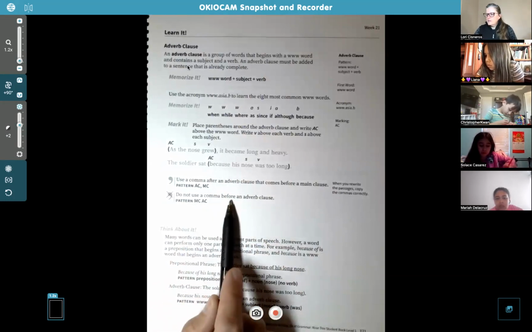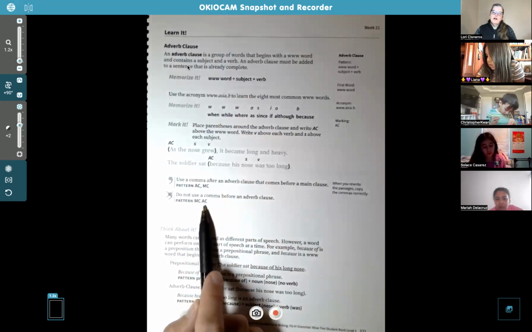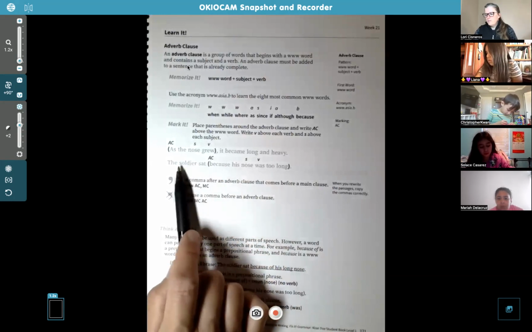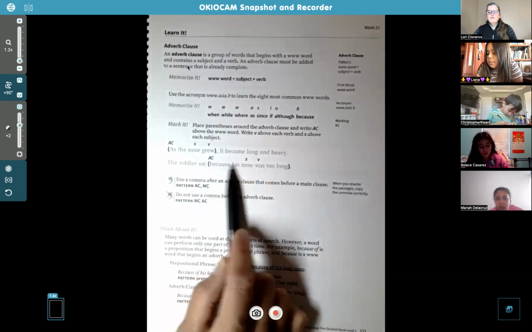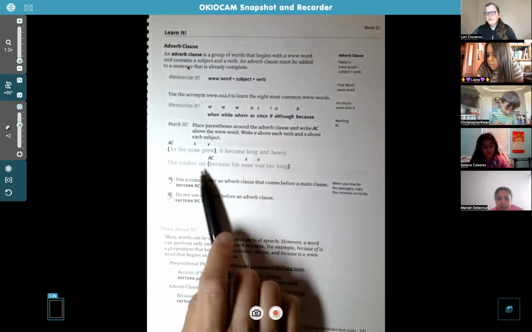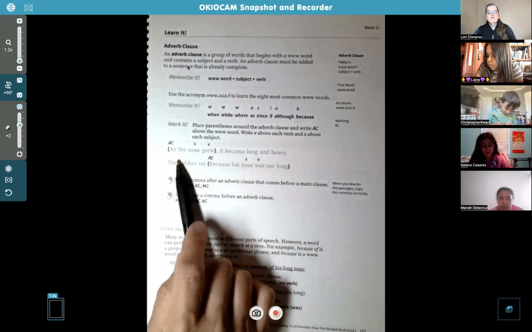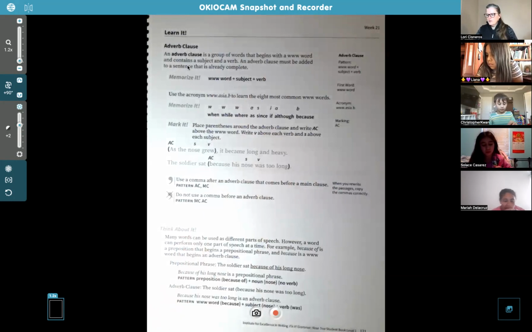But if the main clause is first and then the adverb clause, you don't need a comma. That's the rule. Like this example, the main clause is first, the soldier sat, then the adverb clause, because his nose was too long. You don't need a comma in that one. Only when the adverb clause comes first. Okay, those are the two comma rules.